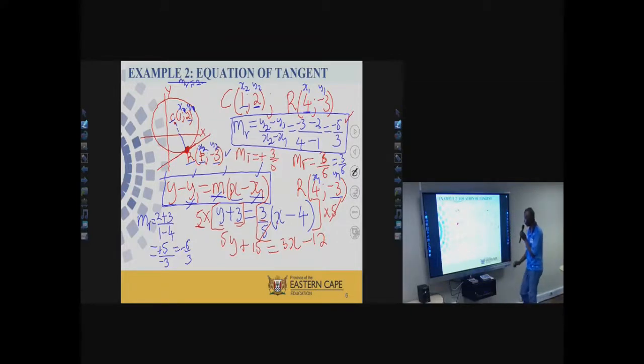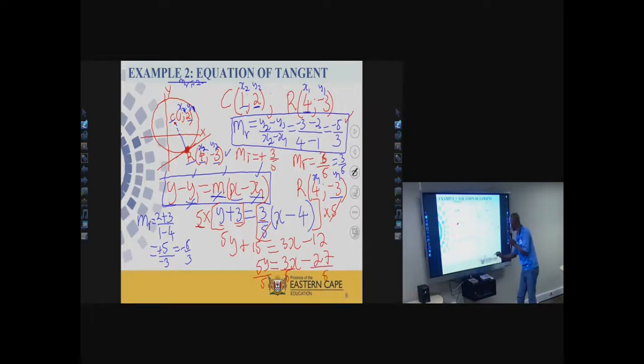So the first thing that you will do, you'll take the constant to the right hand side, that is 15 to the right hand side. So you'll be having 3x, right? Then you take 15 over to the right hand side, it becomes negative. So the answer will be negative 12, negative 15, which will be negative 27. Then the left hand side, you are left with 5y. Then the rest now is just to divide everything by 5.